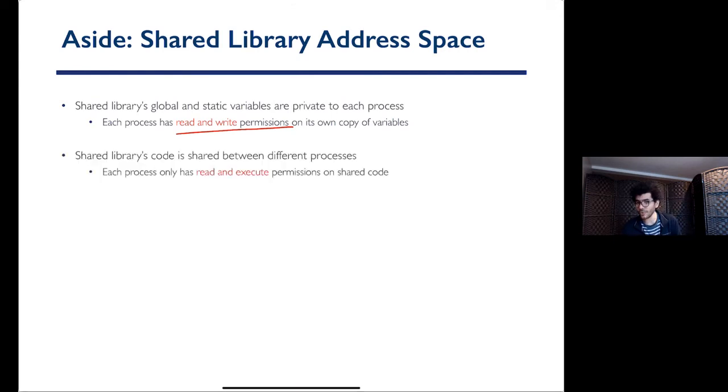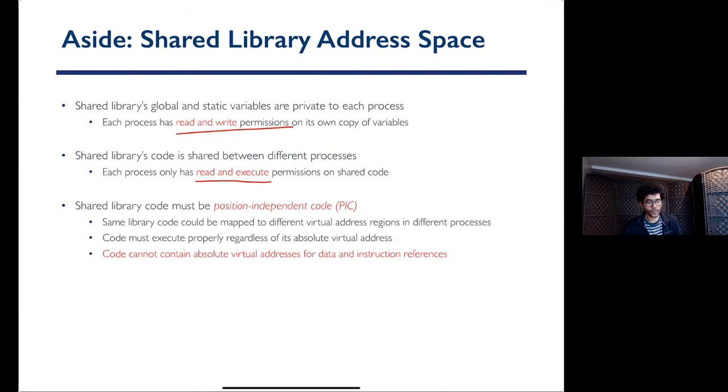Now, when it comes to the code, however, that's where the shared comes in. Multiple processes are going to share the same code. Now, if you remember, this code is going to be read and execute, right? We don't want to allow them to write, to change the code. So it's going to be read and execute. Now, the code has to be position independent, meaning that I should not use any absolute virtual address in my code.